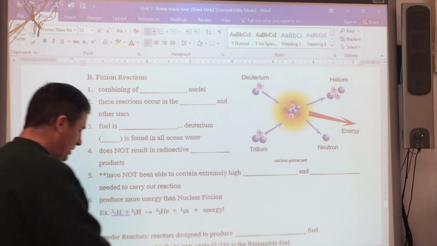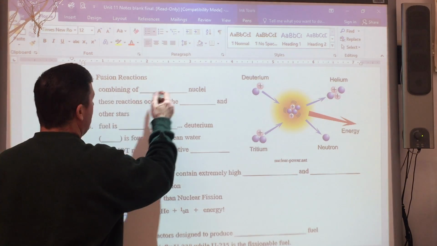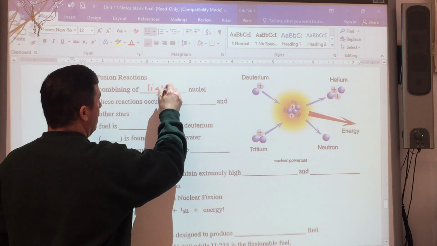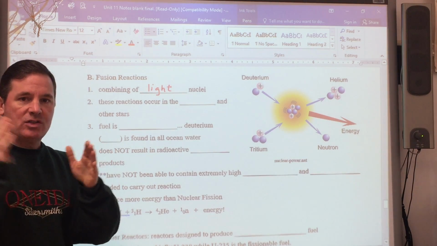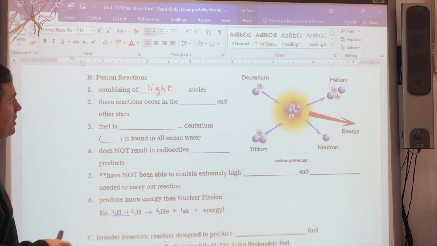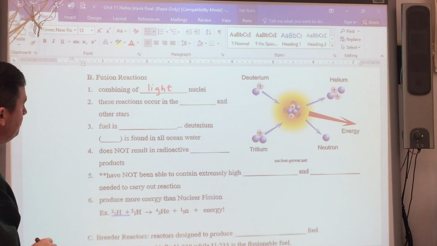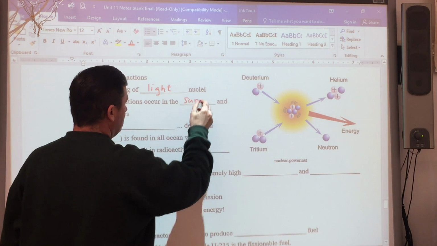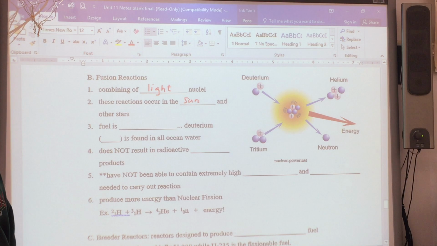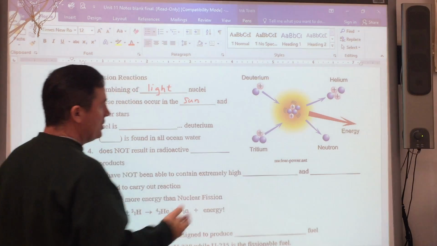The other type is fusion. Fusion is the combining of light nuclei. So fission, taking big nuclei and splitting them. Fusion, taking smaller nuclei and having them fuse together. These reactions occur in the sun and any other star. Okay? And when this happens, huge amounts of energy is released.